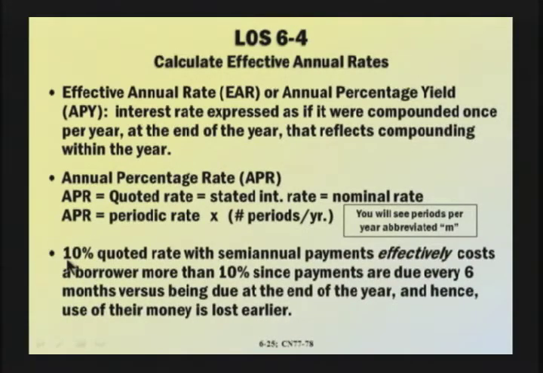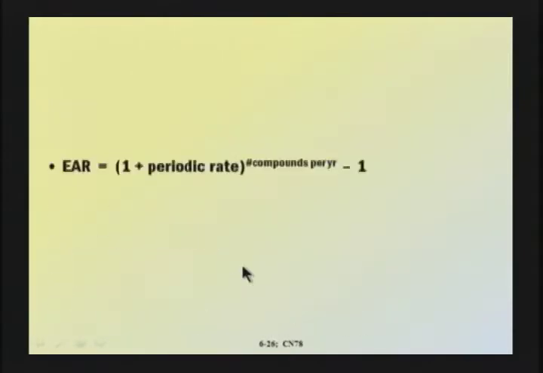Well, if a lender quotes you a 10% rate, but they require, say, semi-annual payments, then effectively that's going to cost you more than 10%, because you don't get to wait till the end of the year and pay 10% interest. You have to pay half of the 10%. You have to pay 5% after 6 months, and then the other 5% at the end of the year after the second 6 months. So that is effectively going to cost you more than if you just got to wait till the end of the year and pay 10% interest one time, because you lose the use of part of your money earlier. You pay the 5% rate after 6 months when the 10% APR is compounded semi-annually.